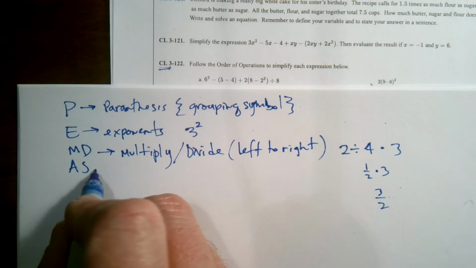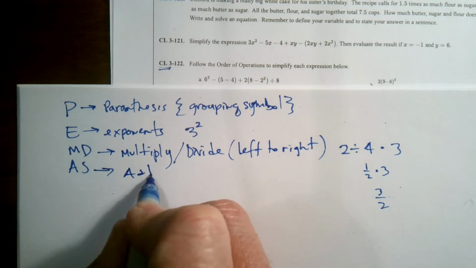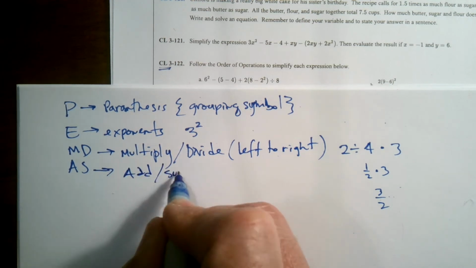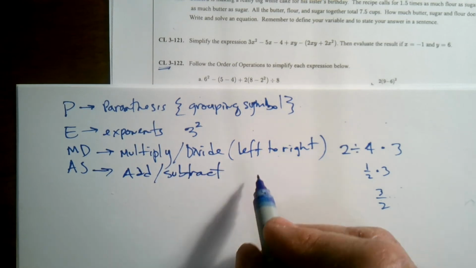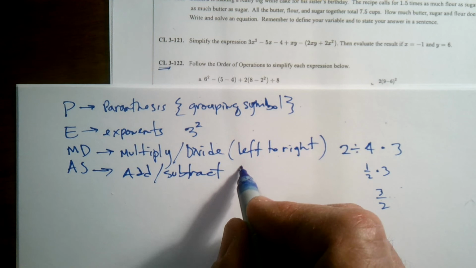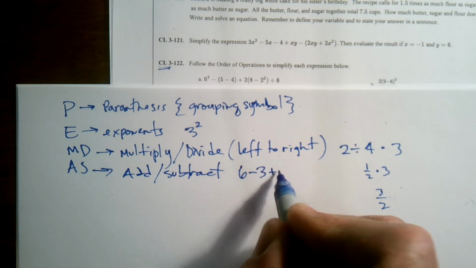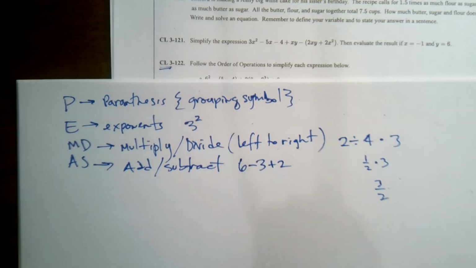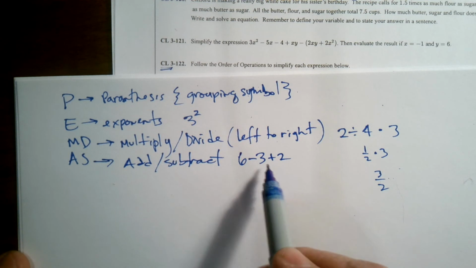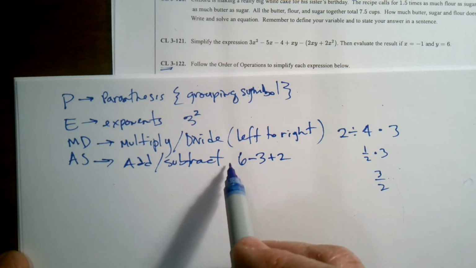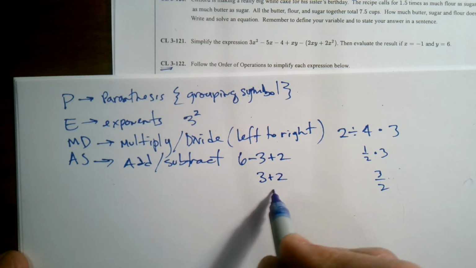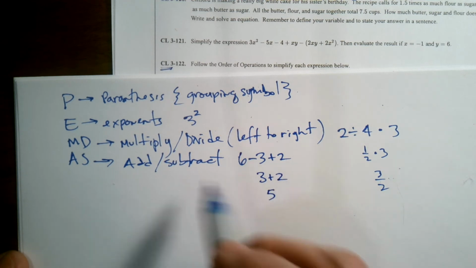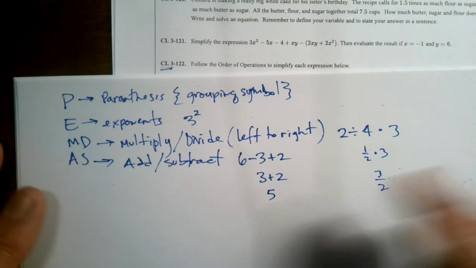And that's the same thing with add and subtract. So AS is add and subtract, the same situation. If I had 6 minus 3 plus 2, the big mistake is some people want to add that first, but it's just left to right. So it would be 6 minus 3, 3, then plus 2, 5. So left to right. All right, so that's order of operations.